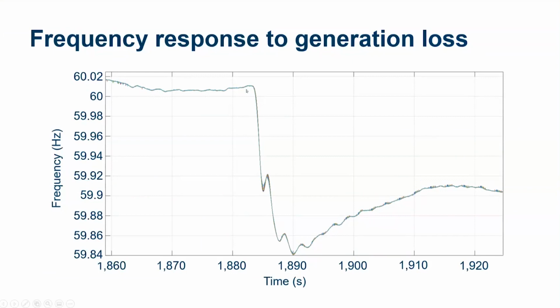So here you can see that general signature of a generation loss. And one of the unique things about looking at these generation loss events, especially when you're looking at the frequency, is it's very difficult, I would say almost impossible, for you to tell the location of this event by just looking at the signature, mainly because that frequency response is tracked throughout the entire system.